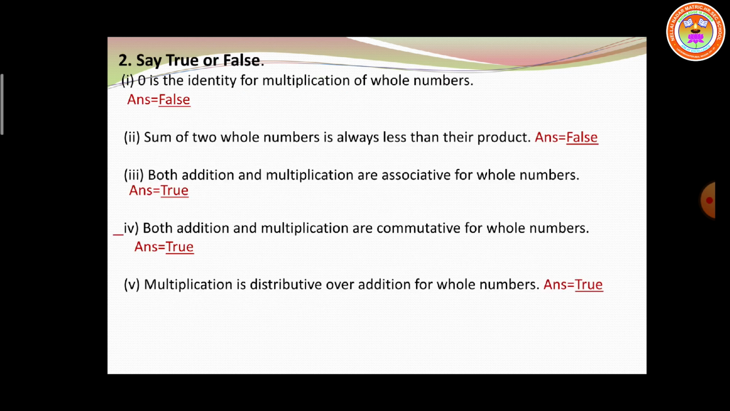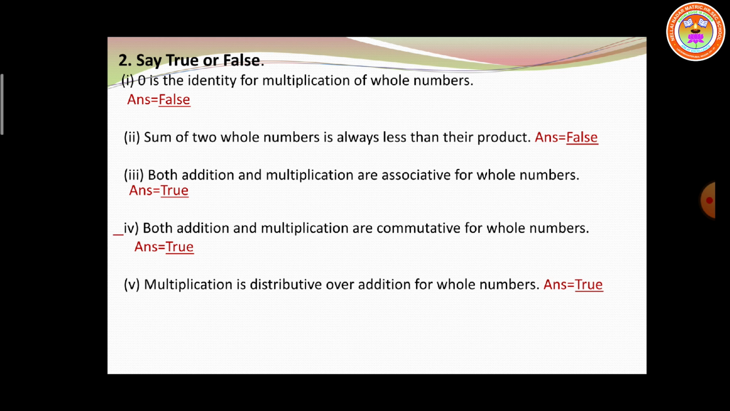Then true or false? 0 is the identity for multiplication of whole numbers. Is it true? No, because 0 is the additive identity, so it does not hold for multiplication of whole numbers. So it is false.